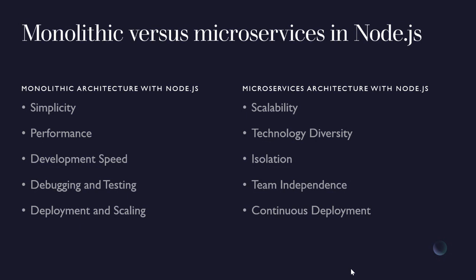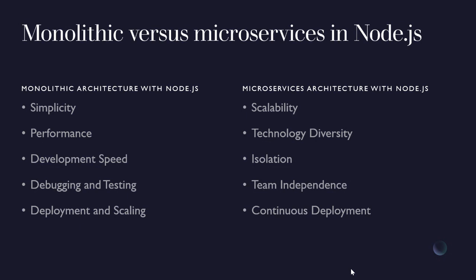When you see monolithic architecture in Node.js, which is very popular, the first point is simplicity. Monolithic applications are typically simpler to develop and deploy because they consist of a single code base and database, and a single deployment unit. The second point in monolithic architecture in Node.js is performance. Monolithic applications can be highly optimized for performance since they have low latency communication between components and direct database access. Third point is development speed.